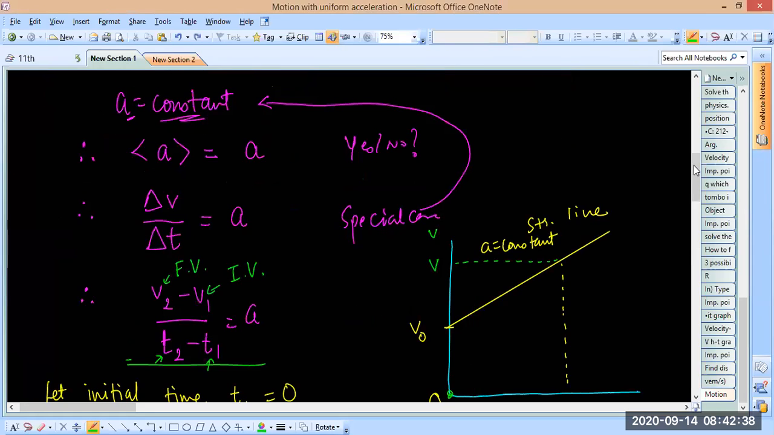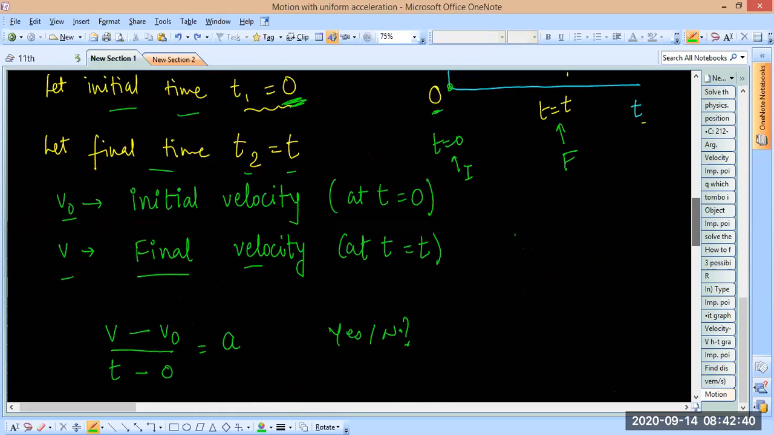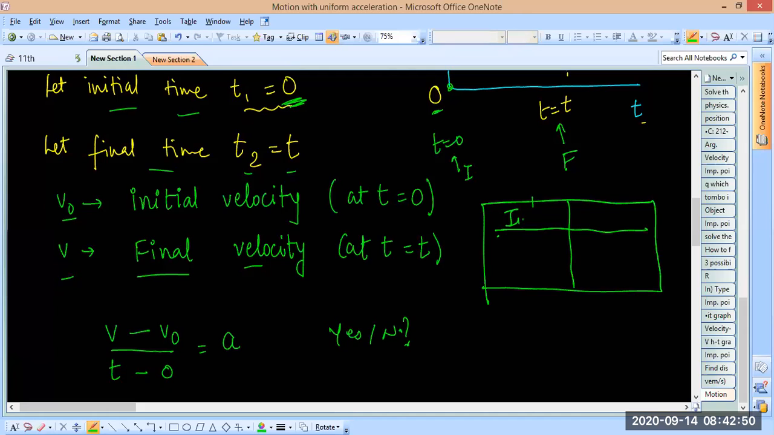What we have done is that we are changing the symbols as follows. I'm just making a little table that will help you. This is initial values, and this is final. So far we were writing initial velocity as v1, but instead of v1 now I'm writing v0. We were writing final velocity as v2. Instead of v2 I'm writing v.